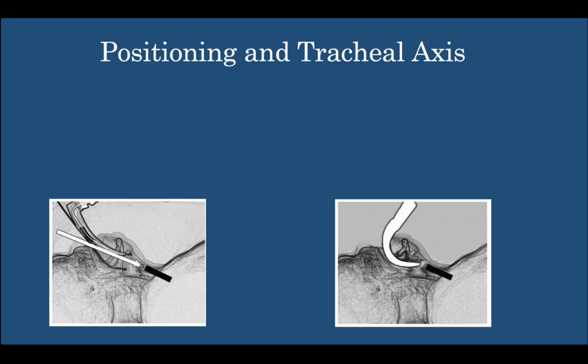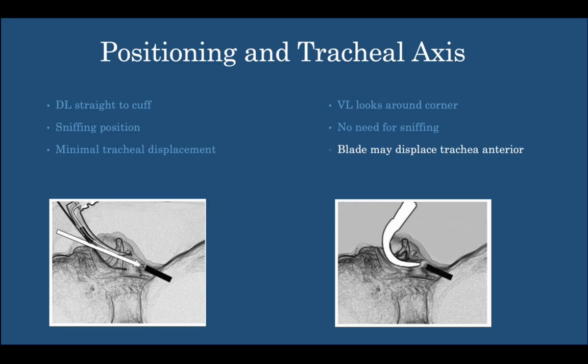So let's compare and contrast the two. In direct laryngoscopy, I want my ET tube to be straight to cuff because I have a straight line of sight. Sniffing position is very important, but even as I lift the tongue and the jaw up, I have minimal tracheal displacement. So the trachea itself stays in my straight line of sight. Whereas a video laryngoscope looks around the corner. I don't displace the jaw or the tongue much at all. I just peek around the corner. So I don't have to be in a sniffing position, but the sniffing position is still helpful.